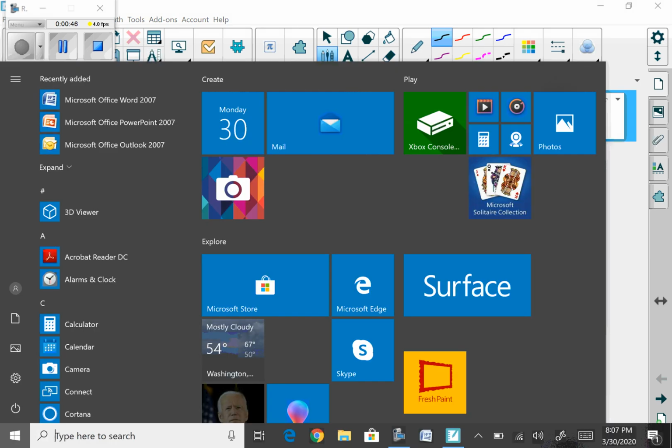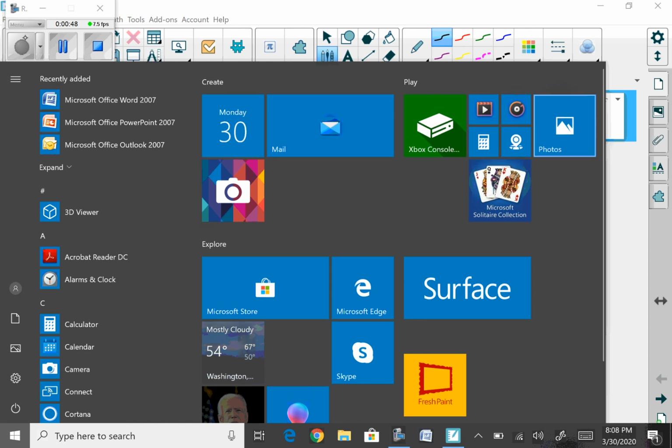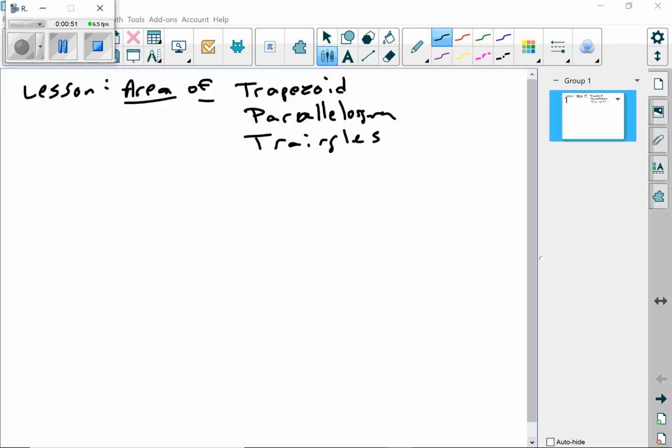I don't know what happened there. Okay, we're going to start again here. So we're doing areas of, we'll start with parallelograms first. Okay.